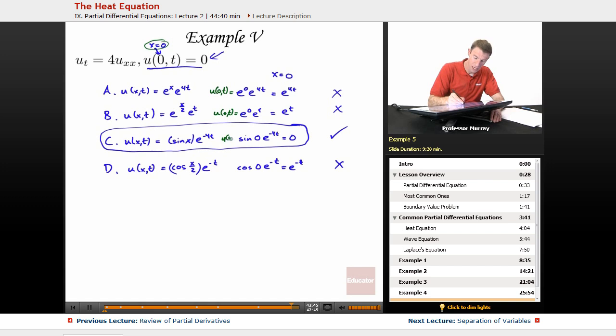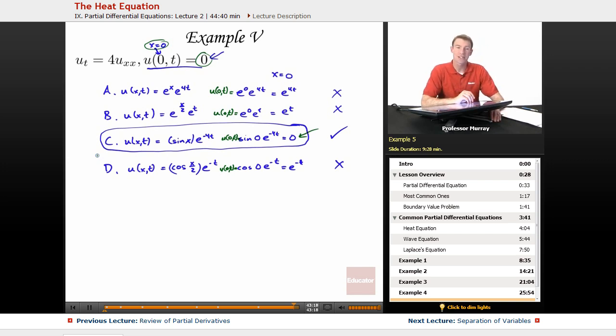u(0,t). My u's are starting to look like y's. Let me clean up those u's there. There. And for one of those, the function simplified down to be equal to 0, which is what we were looking for. And so we're going to say that that one is the actual solution to both the differential equation and to the boundary condition u(0,t) is equal to 0.